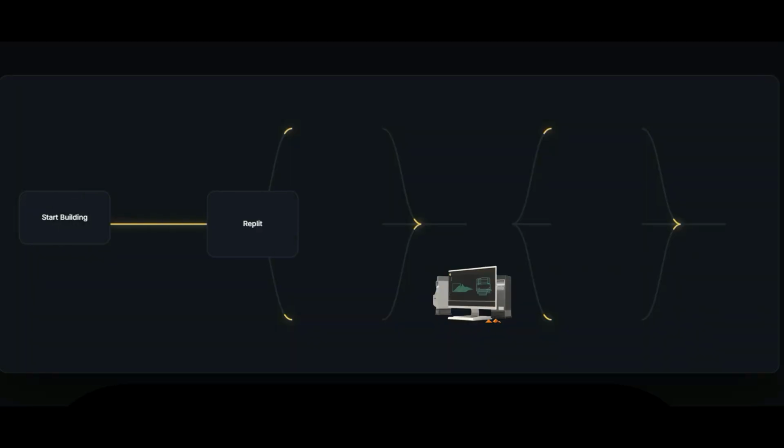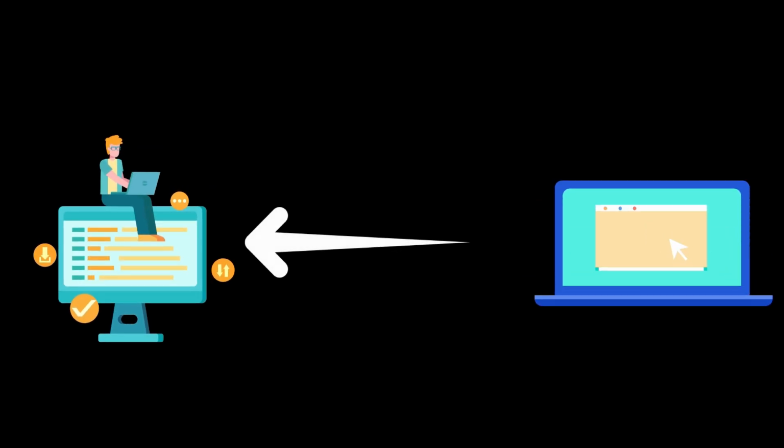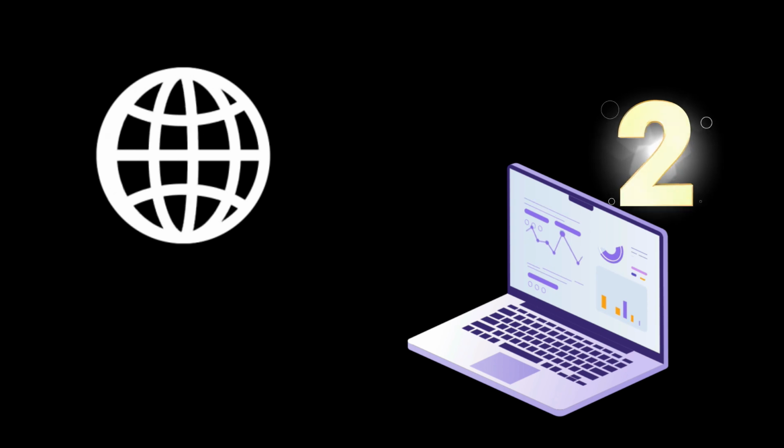Once we're happy with how the application looks and feels, we download those files onto our own computer. Then, and only then, do we move into a desktop editor. I'll be using Antigravity for this, and ask it to wrap everything into a real installable app on your computer. Going the other direction, building locally first and trying to import it into an online editor tends to get messy. So we go web first, desktop second.